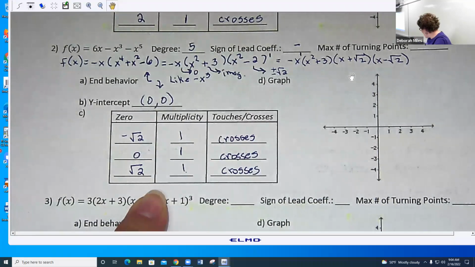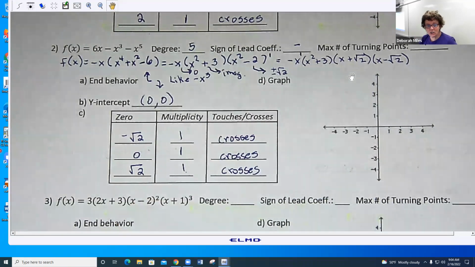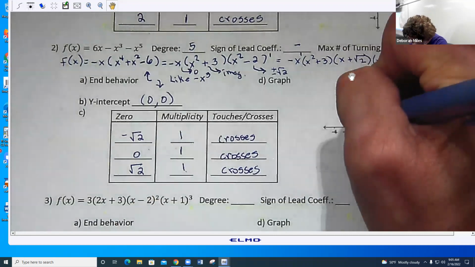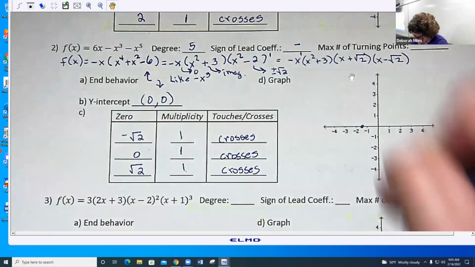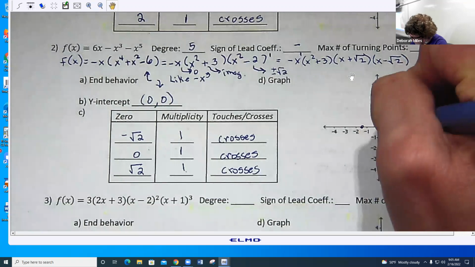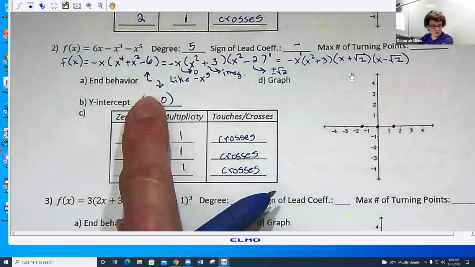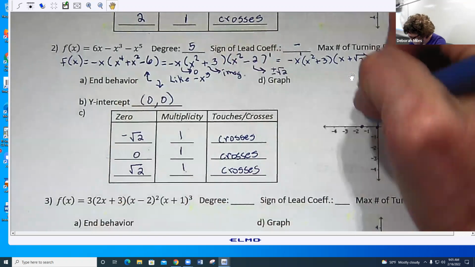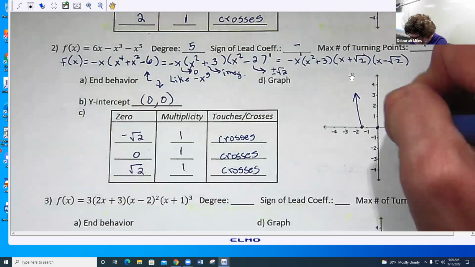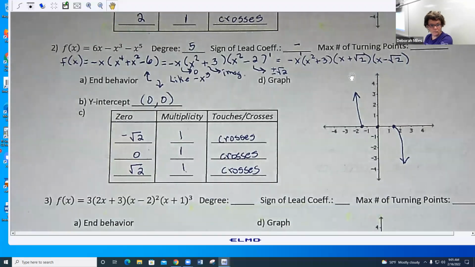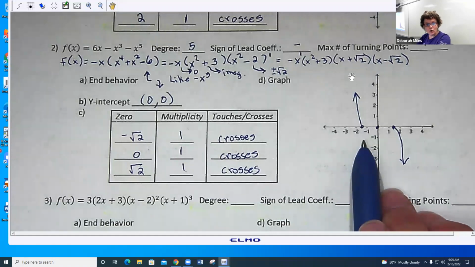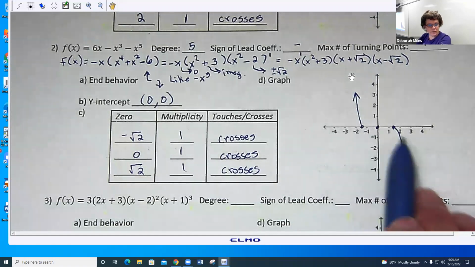Yeah, when you graph it, square root of 2 is darn close to 1.4. So I'm going to graph about negative 1.4, 0, and about positive 1.4. Then attach the end behavior. We already figured out that this graph goes up on the left and down on the right, like x cubed. And then just make the graph cross the x-axis at each one of those zeros.